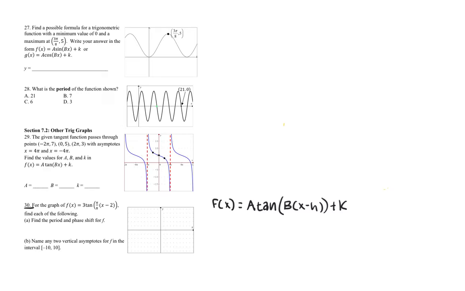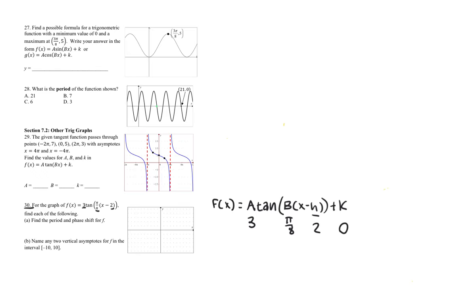Looking at the equation that they give us, we know that our a is 3 because that's in front of our tangent. Our b is what's in front of our x, so that's pi over 8. Our h is 2 because that's what's being subtracted from the x. And then our k, well, there's no k there, so our k is actually 0. So now let's relate this to our problem. Looking at part A, we're told to find the period and phase shift for f.